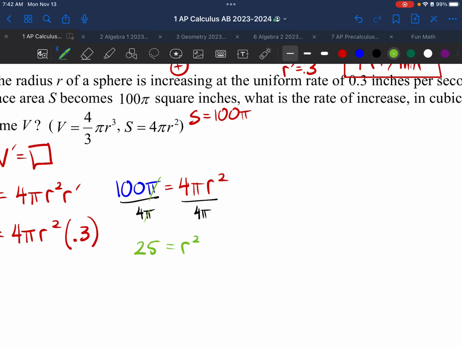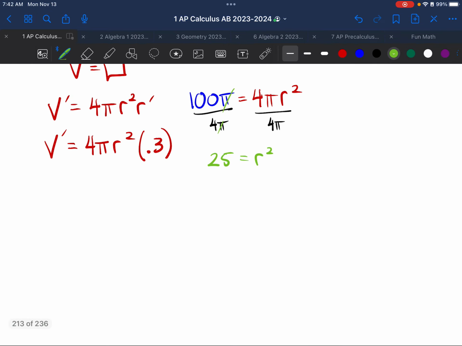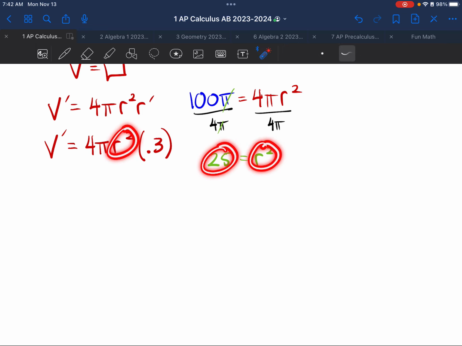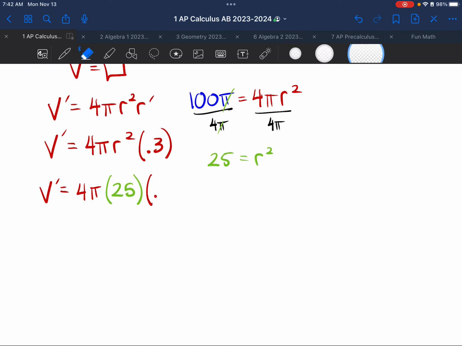And you might say, okay, Mr. Sindel, yes, you're going to square root both sides and get r is equal to 5. Cool, yeah, you could do that, but you could do this. You could say, hey, this r squared is 25, which means this r squared is 25, and you could rewrite this equation like this. You could say that v prime is equal to 4 pi times 25 times this 0.3.